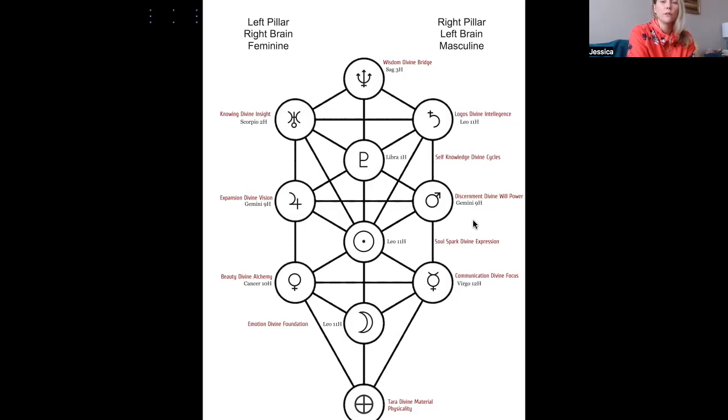And so as it moves across, it goes to Jupiter, and Jupiter is expansion, so divine vision. And here, Jupiter is all about higher learning and our philosophical understandings. It has a lot to do with the way in which we assimilate vision. Like, how do we gain our visions?